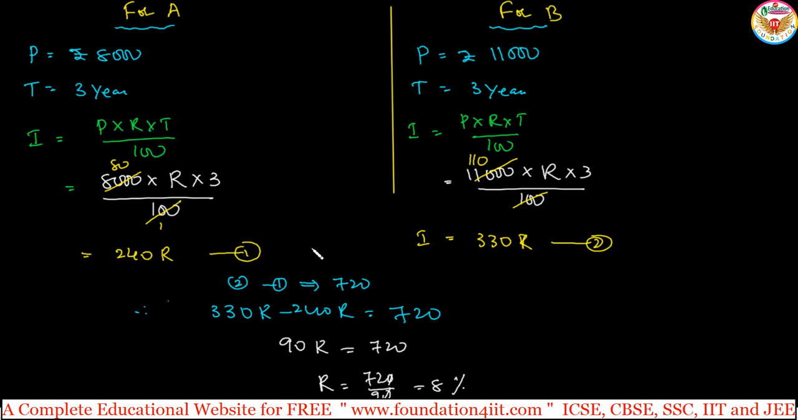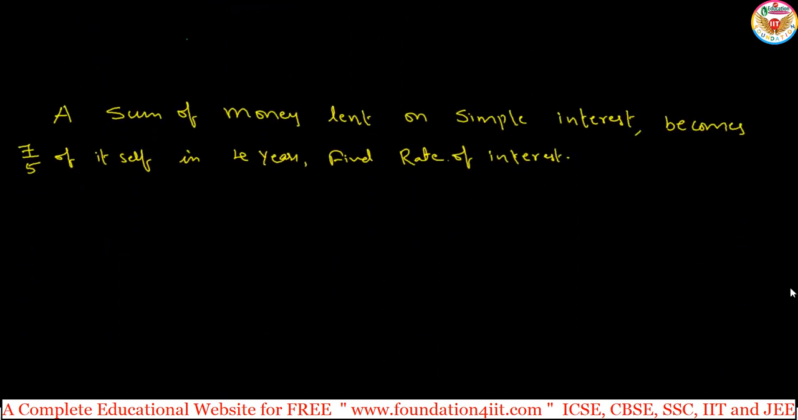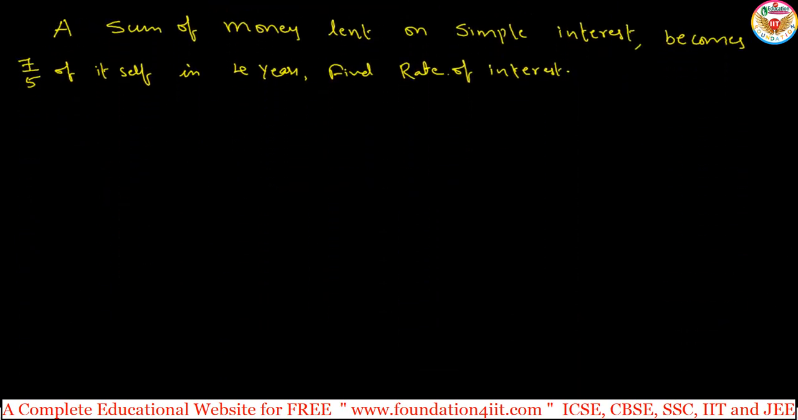So this is the way we can solve. First find out separately, then calculate. One more sum I'll show you. An alternate method I'll explain for this question. I just wrote it already here. A sum of money lent on simple interest becomes 7 by 5 of itself in 4 years. So find the rate of interest.